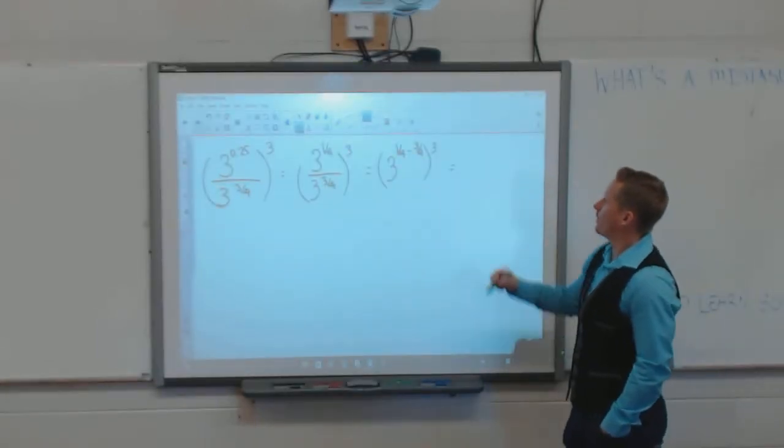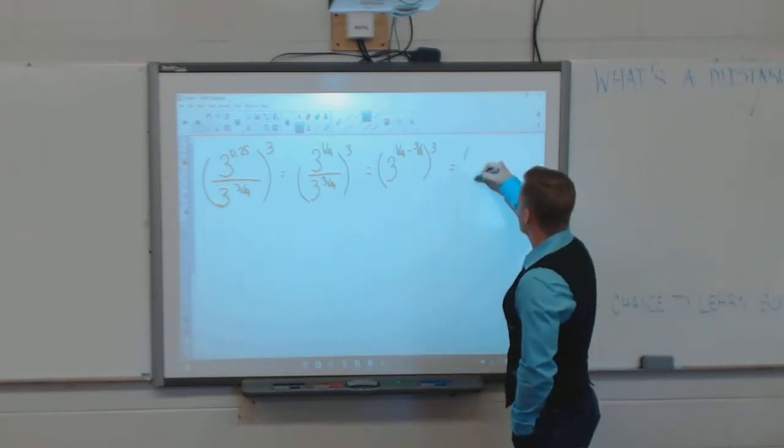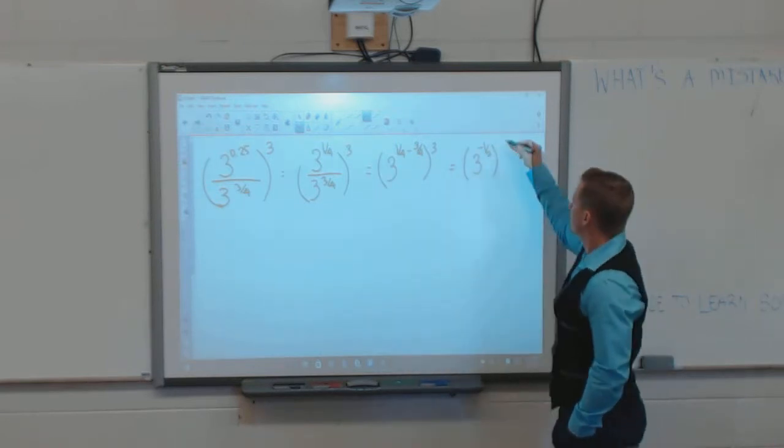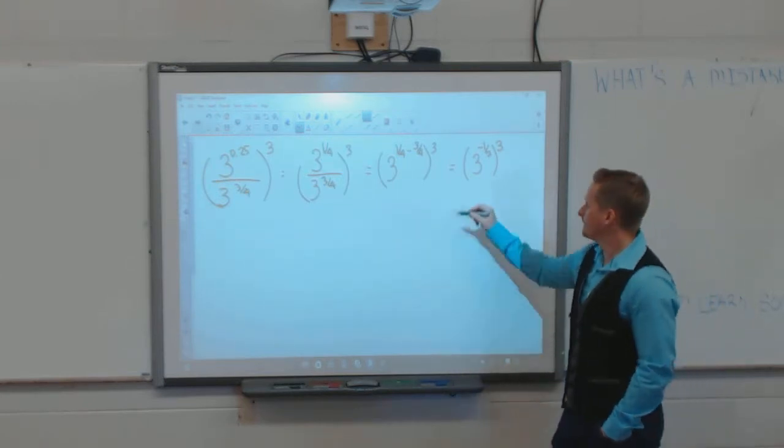Okay? What is 1/4 subtract 3/4? Negative 2/4. Negative 2 over 4. So that's 3 to the negative 1/2, agreed? Still to the exponent 3. Okay, so far?